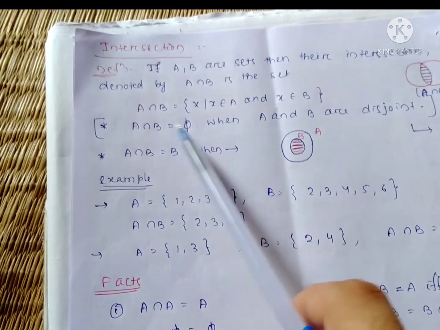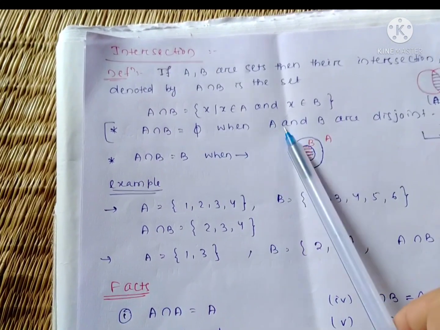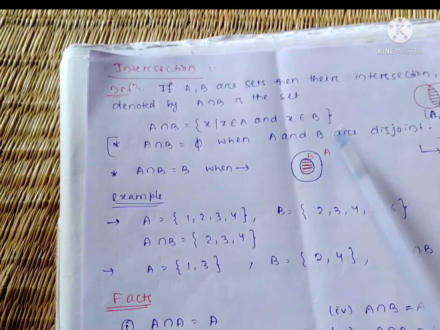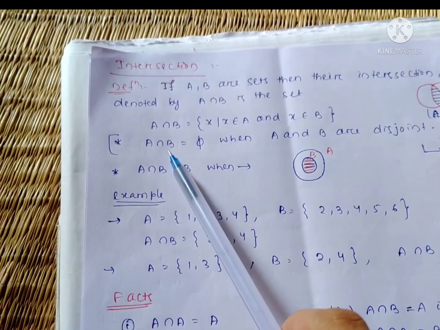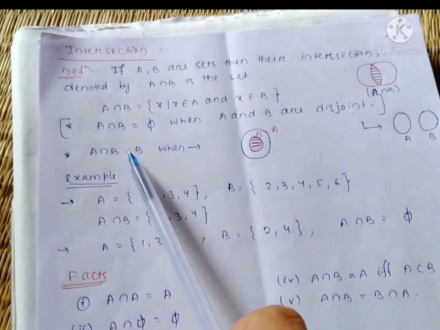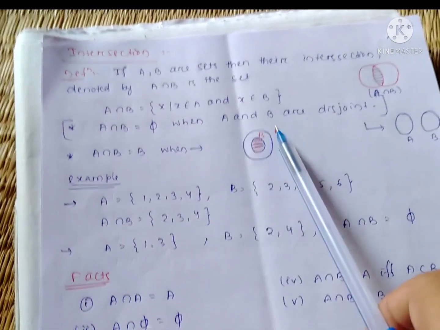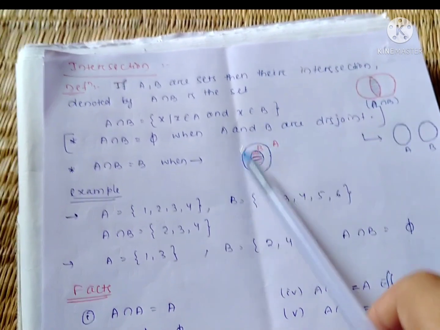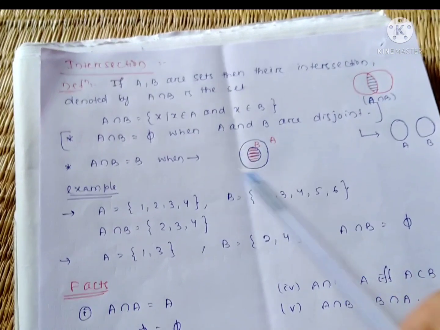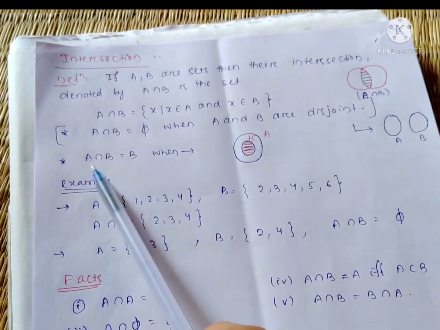इफ A इंटरसेक्शन B इक्वल टू फाई, व्हेन A एंड B आर डिसजॉइंट, तो यदि A एंड B आर टू डिसजॉइंट सेट्स हो गए देन A इंटरसेक्शन B इक्वल टू फाई होगा. A intersection B equal to B when this type of Venn diagram we consider. If B सेट A के अंदर आ जाएगा फिर A इंटरसेक्शन B इक्वल टू B होगा.